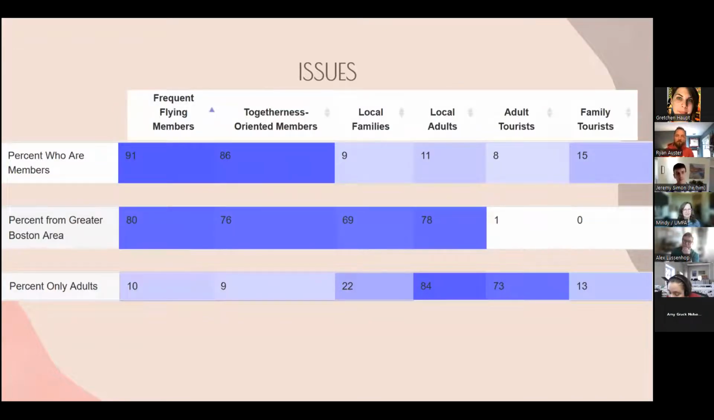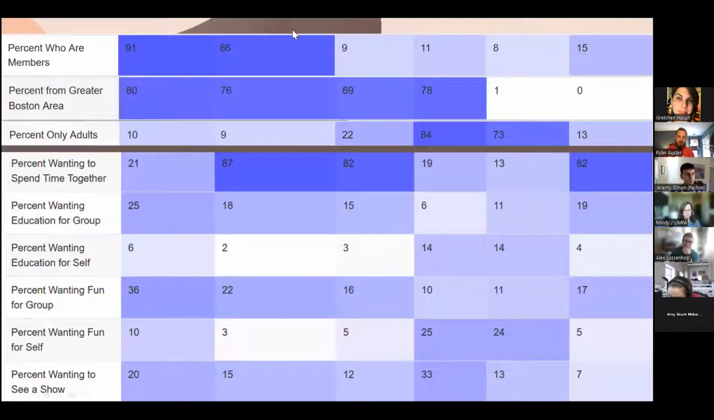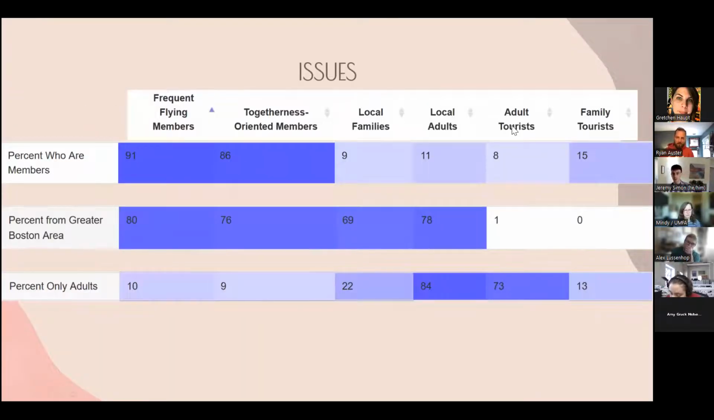So I gave them names, and it's like, okay, we've got the frequent flying members, we've got togetherness oriented members, because if you look back, these people really want to spend time together. There's local families, local adults, adult tourists, family tourists, where adult here means doesn't have kids with them, and tourist here means from outside the greater Boston area. It sort of describes what's going on, but it's pretty imperfect because only 90% of these groups are members, and only some percentage of these adult-only groups are actually only adults.